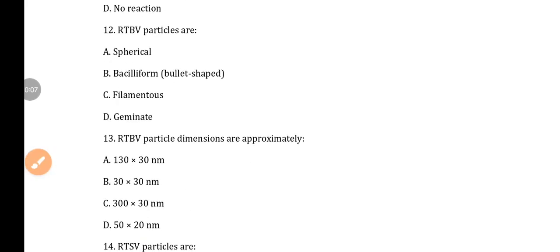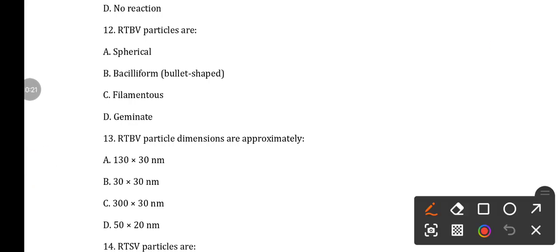Next, question number 12. Rice Tungro Bacilliform Virus particles are option A spherical, option B bacilliform, option C filamentous, and option D geminate. Obviously, bacilliform virus means it is bullet shaped or bacilliform type. Then question number 13. Rice Tungro Bacilliform particle dimensions are approximately: option A 130 into 30 nm, option B 30 into 30 nm, option C 300 into 30 nm, option D 50 into 20 nm. So here the answer is 130 into 30 nm.